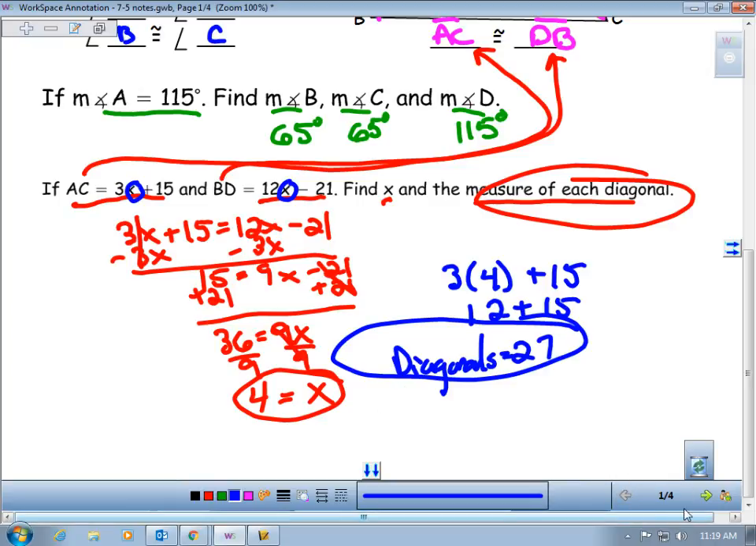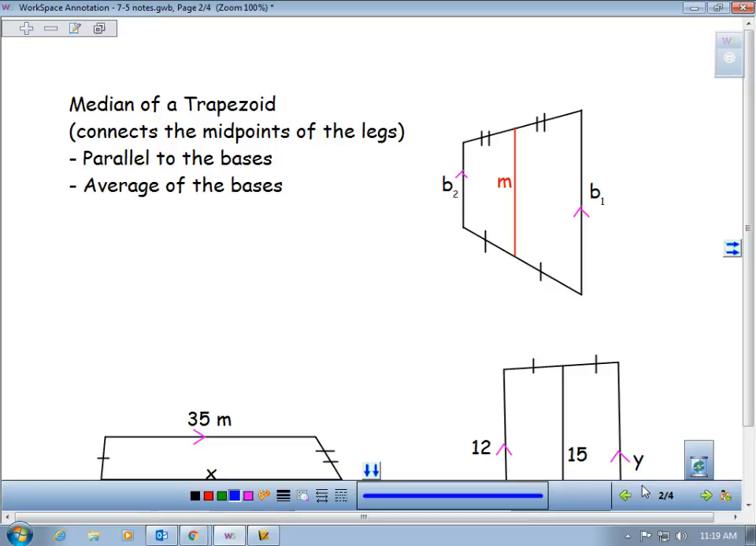Questions? Okay, let's talk about something called the median of a trapezoid. This is called the median of a trapezoid. Sometimes, and I've seen this in some books, will call this the mid-segment. I only know this because I've seen a book that's called it the mid-segment of a trapezoid. It's the same thing. The median of a trapezoid, the mid-segment of a trapezoid. Guys, once again, this does not have to be an isosceles trapezoid. This works for any trapezoid.